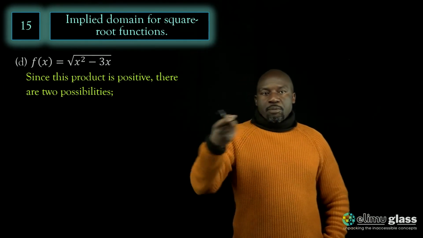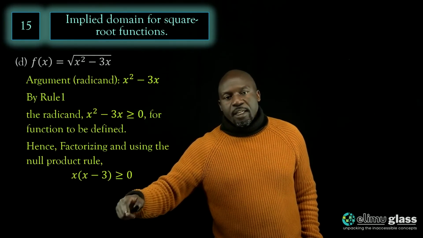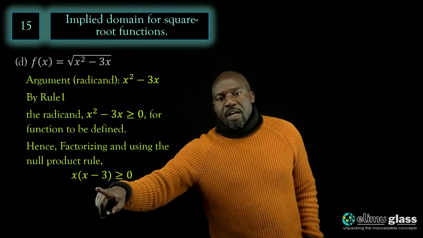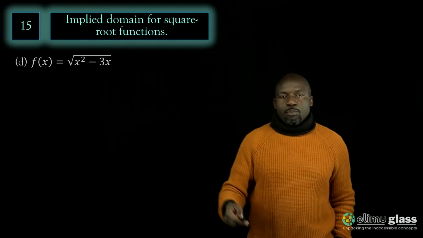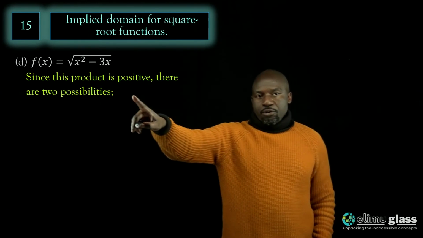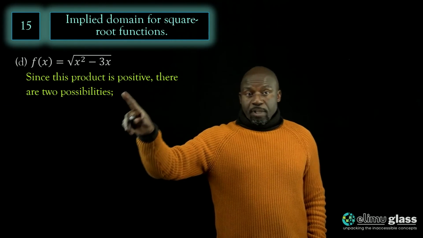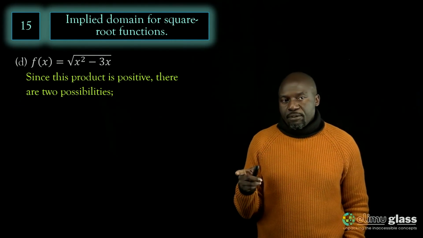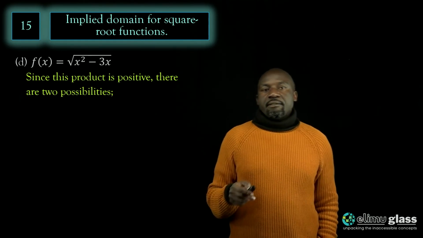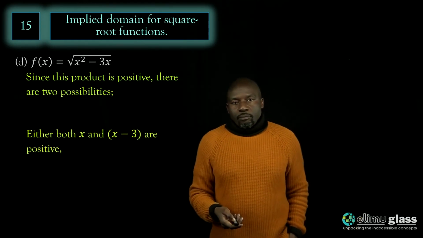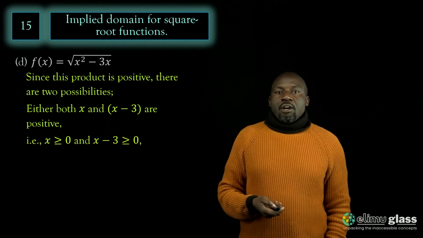Since the product of x and x minus 3 is greater than 0, meaning it is positive, there are two possibilities. The possibilities are that both x and x minus 3 are positive, or both x and x minus 3 are negative. All right? So either both x and x minus 3 are positive, or both are negative.